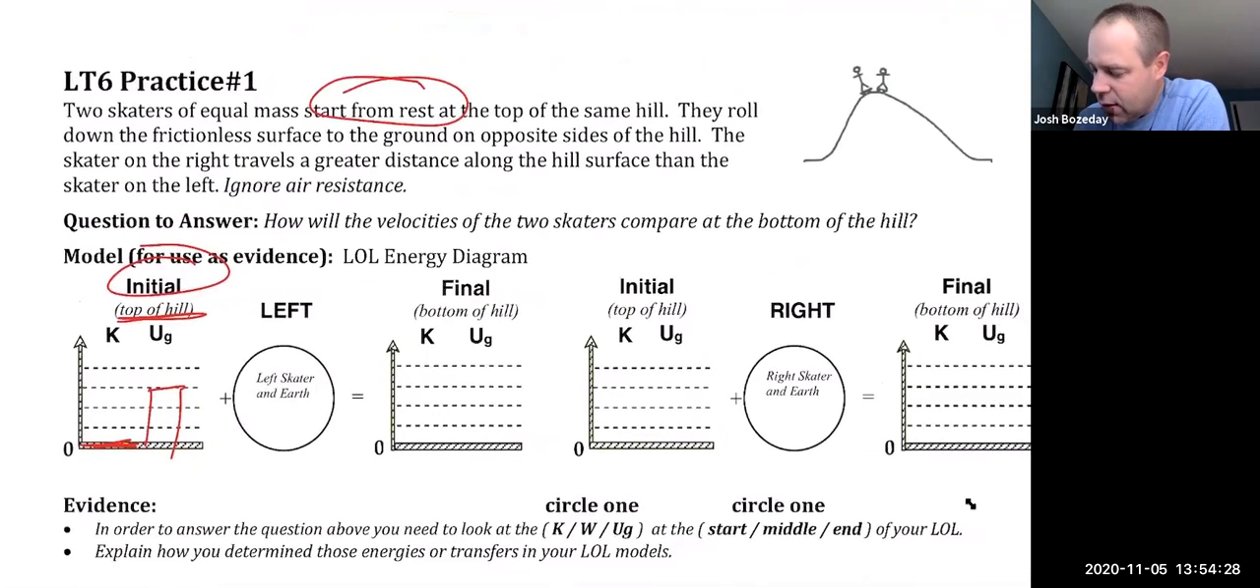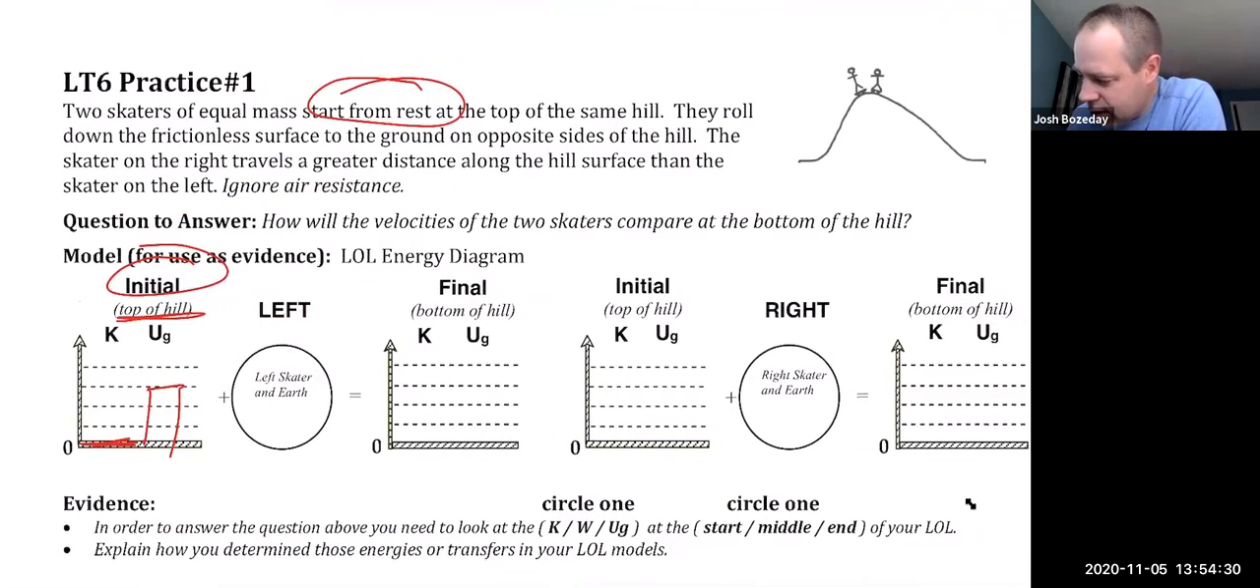Now, let's see. What about the work? Let's see if there's any forces. It says they roll down the frictionless surface. So there's no work done by friction. And it says nothing about them pedaling or pushing off while they go. So there's going to be no work done.